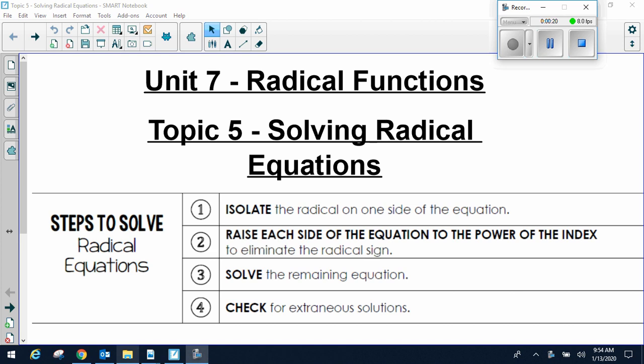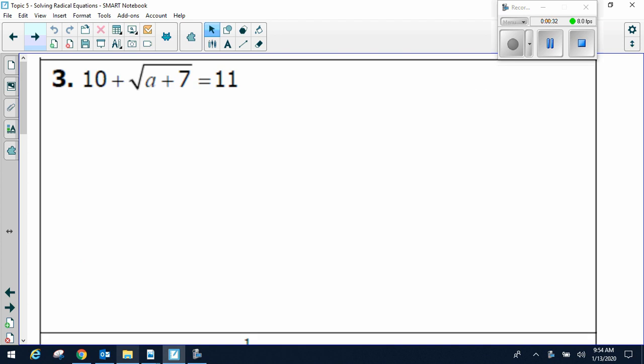You solve whatever equation is remaining, and then you have to check to make sure that the solutions you got work, because anything that doesn't work is an extraneous solution. So let's go ahead and do some examples. All right, so let's take a look at the first one.